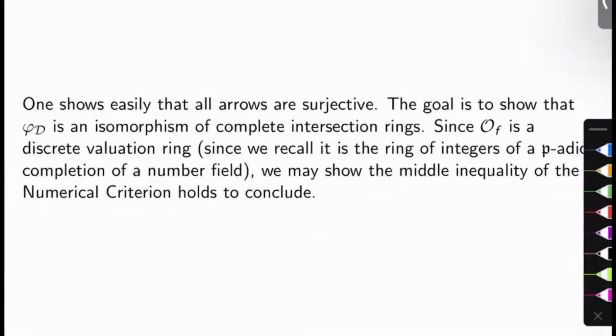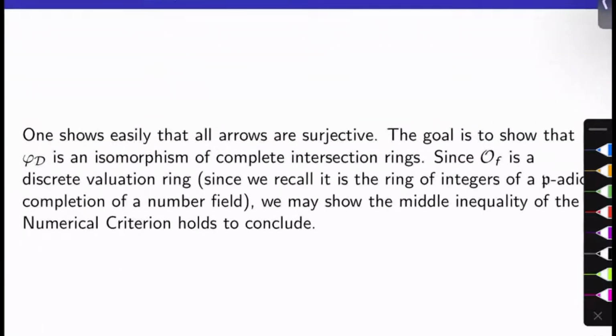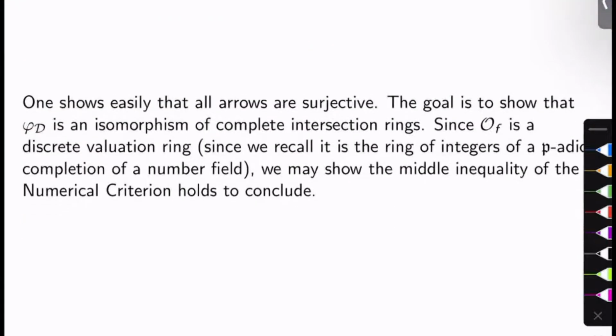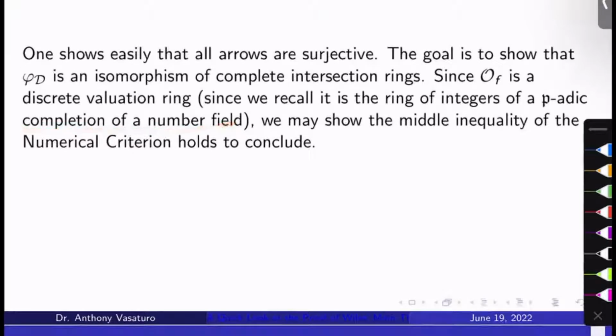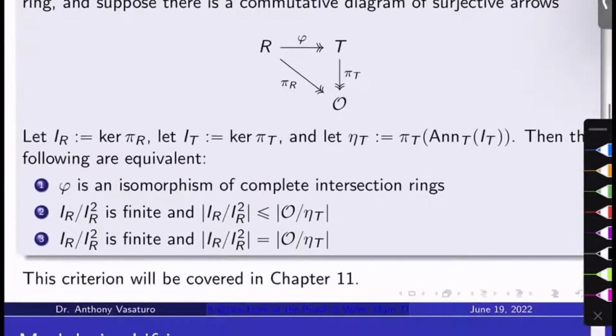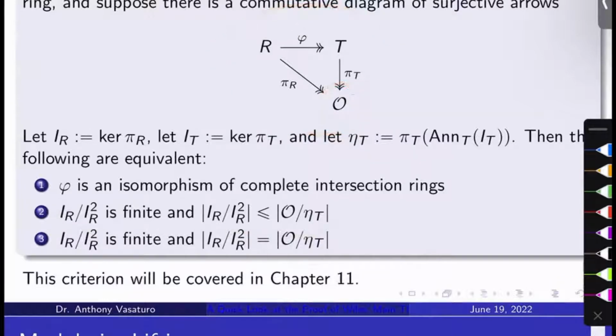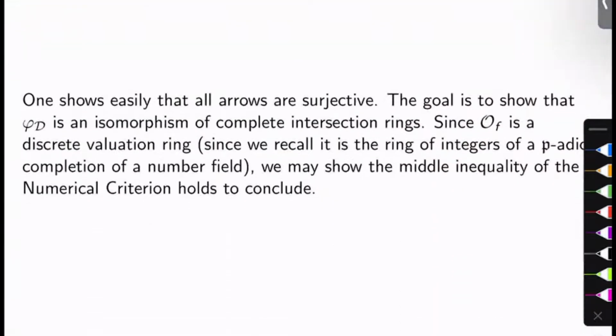The claim is to show that phi sub D is an isomorphism of complete intersection rings. Now, O sub F here is definitely a complete discrete valuation ring because it's the ring of integers of a p-adic completion of a number field, the number field attached to F. And so all conditions are satisfied for me to go up here and use Wiles' numerical criterion. And the key is we want to show that number 2 holds. If we can show that, we're done. So we've got the surjective arrows, we've got the complete DVR down here. I just need to show that IR mod IR squared is finite and that its size is less than or equal to the size of O mod eta sub T. Okay, so how is that done?